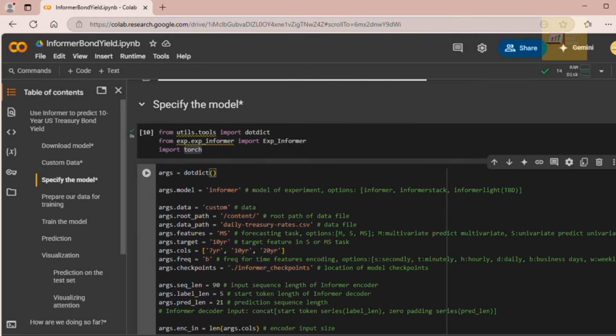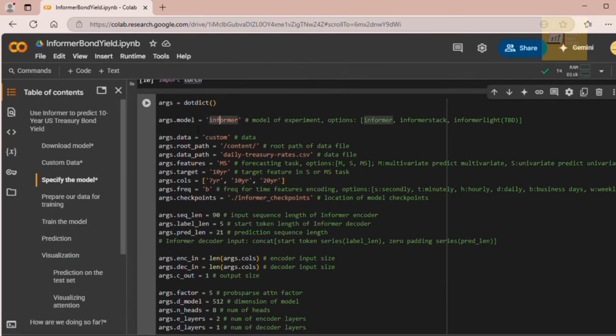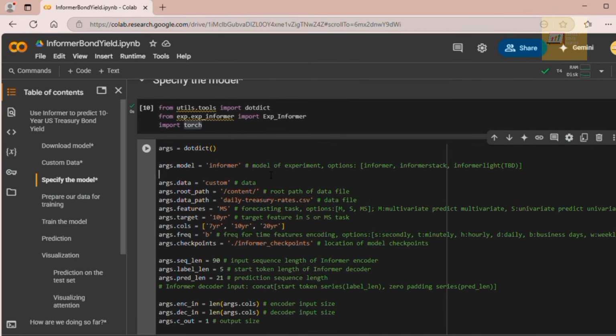Okay, so now let's go over the parameters. There are many of them. First up, the model. Obviously, the model is informer. They provide some other options like informer stack and informer light, but we're going to go with the informer. And then the next parameter is data. Since we're using our own data set, we go with custom.